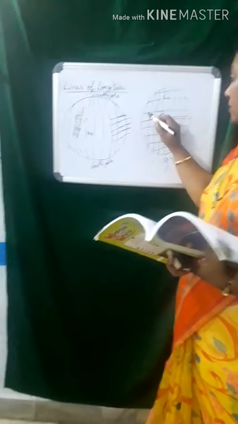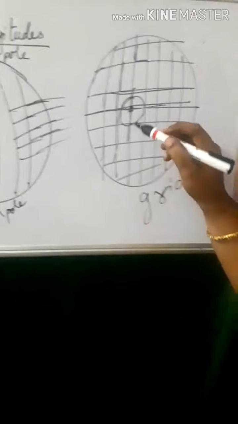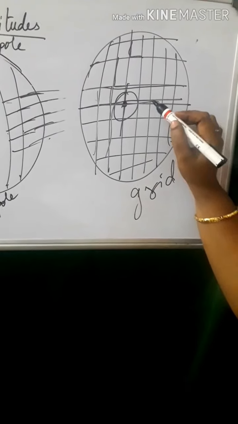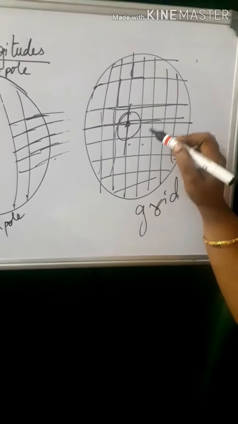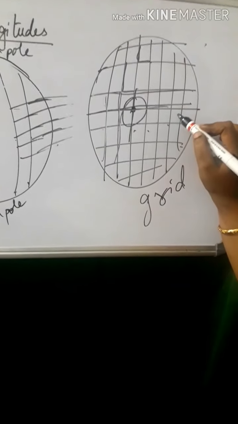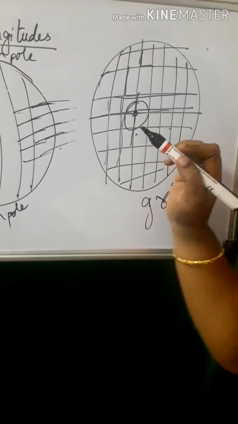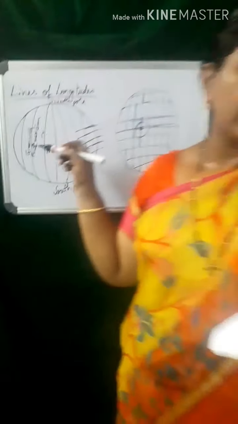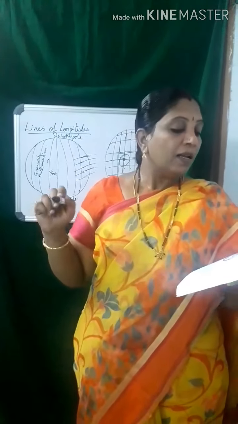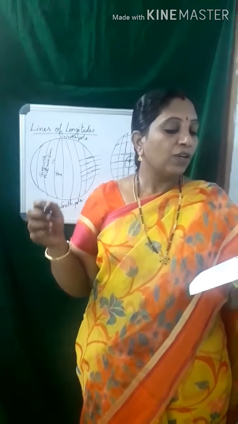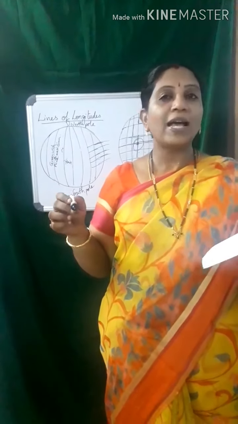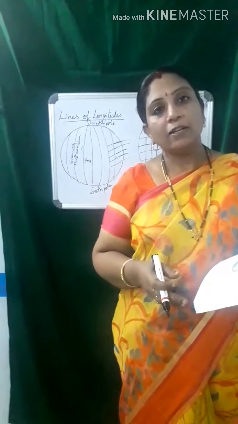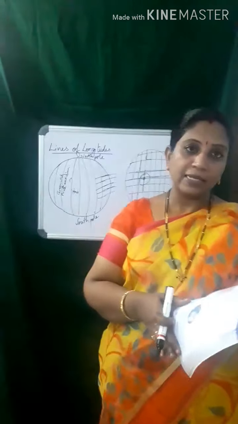Here, these are latitudes, these are longitudes. Here they say 51.5 for these latitudes and these longitudes 0.05, like that. Where they meet together, that place is London. The network that is created through the crisscrossing of the parallels and meridians is known as the Earth grid. Okay children, this is the lesson.